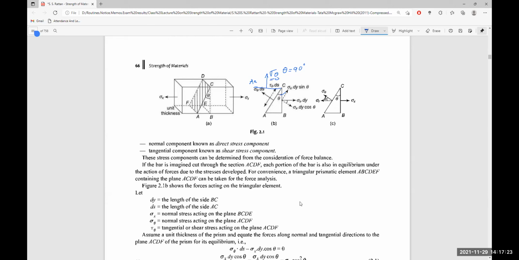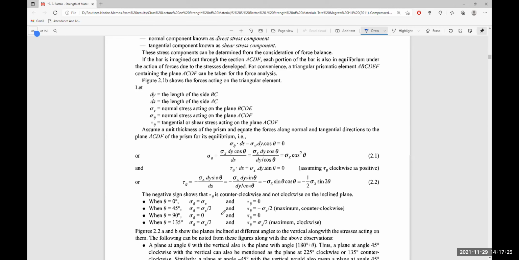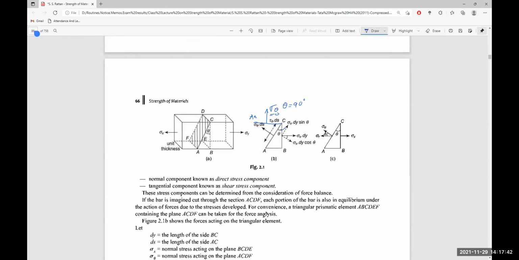And for shear stress, by putting the value of theta equal to 90 degrees, sine 180 degrees is also equal to 0. So tau theta is also 0. So there is no shear stress acting on this particular plane, where theta is equal to 90 degrees.